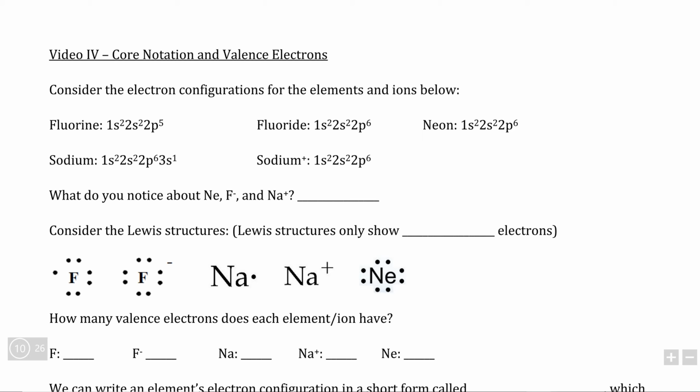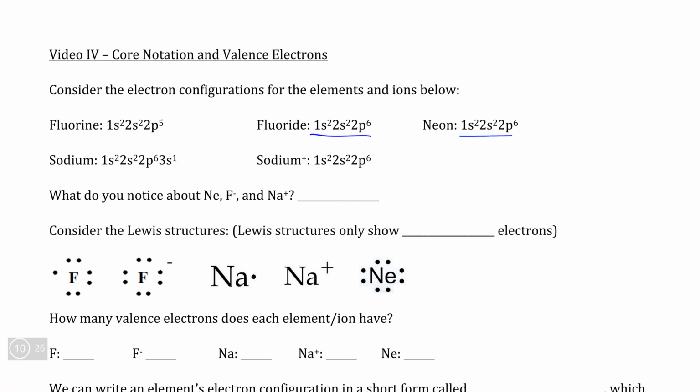Before we learn a different way to represent electron configurations, we're going to learn a shortcut for writing electron configurations, especially for those elements that have a very large number of electrons. To understand how the shortcut works, let's take a look at the electron configurations for fluorine, its ion fluoride, sodium, its ion sodium with a positive 1 charge, and neon.